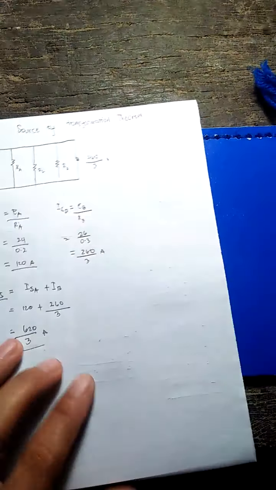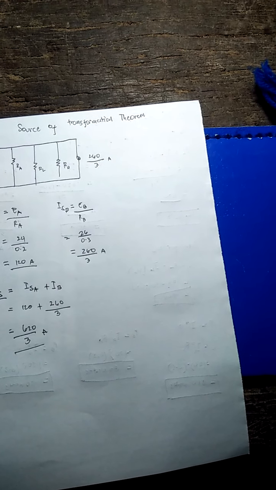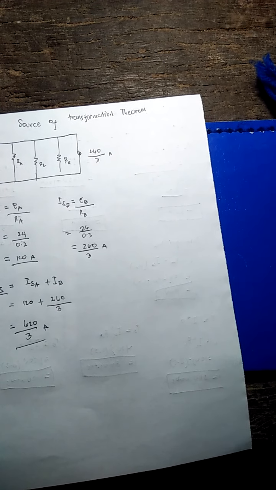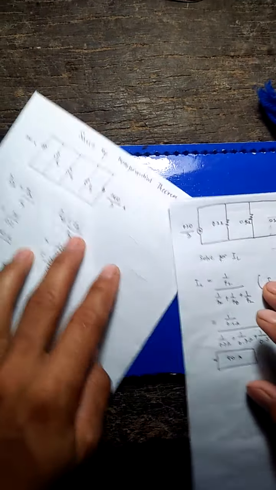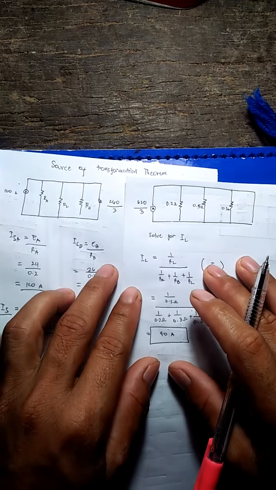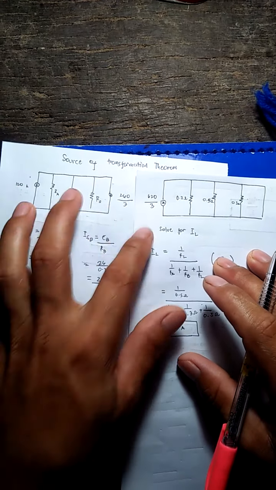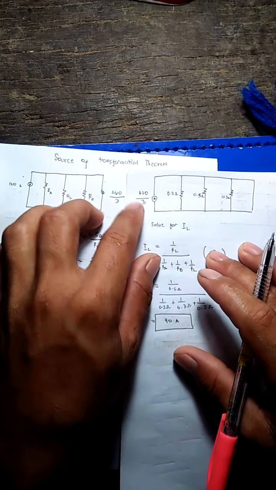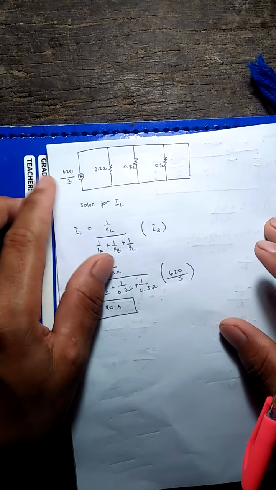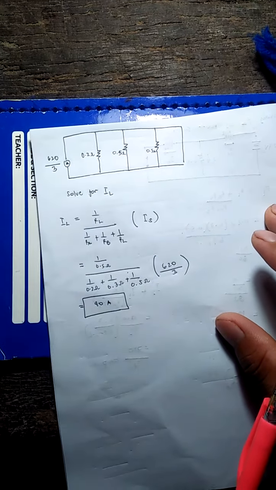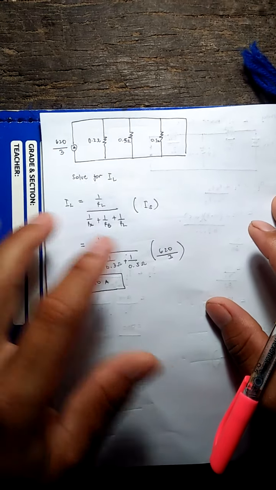After that, we will simplify this diagram into this one. As you can see, we add the two current sources, so it will have 620 over 3 to make it simpler. So we'll now have our 620 over 3 as our current source. So we can now solve for IL.